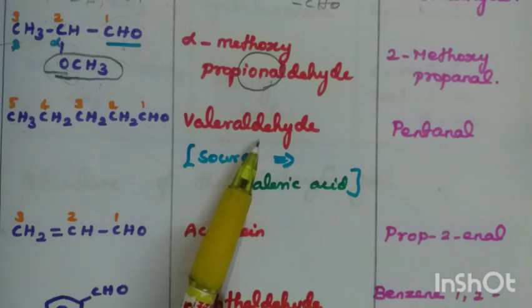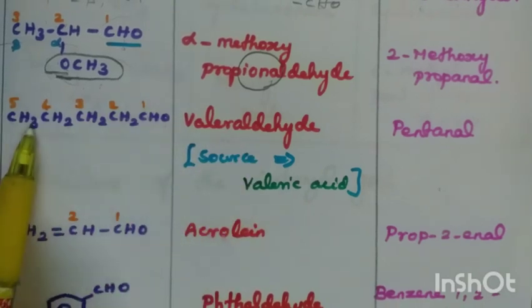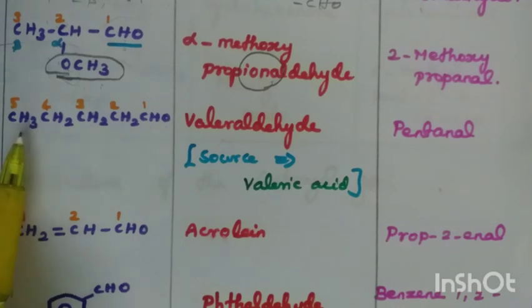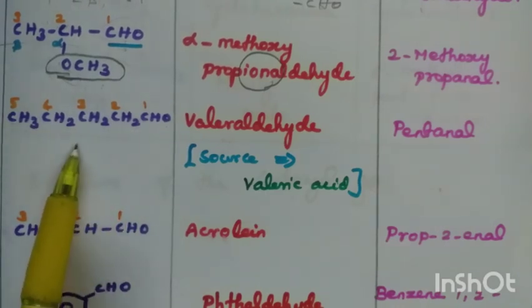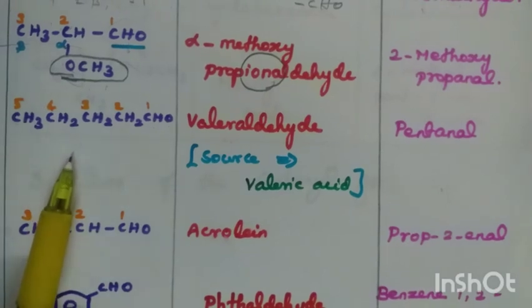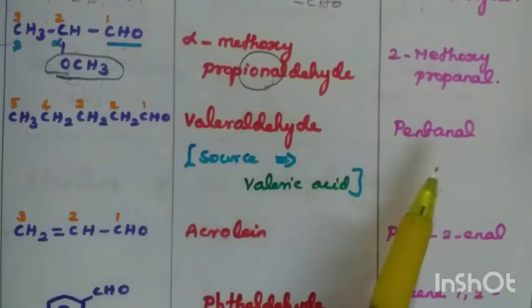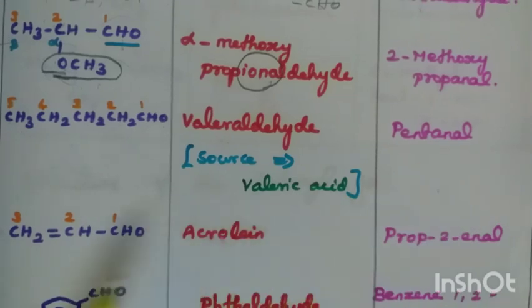While writing the IUPAC name, you have to number the carbon atoms. Totally five carbons are there, all in a straight chain. There is no substituent or branching. So it is pentanal.